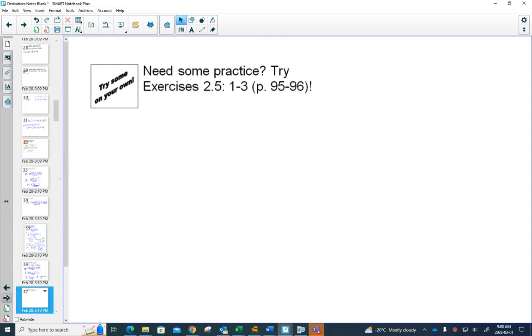So, again, this is really important for us to practice our algebra skills. I will give you time to work on these. Take out your textbook or take out your textbook on your phone.